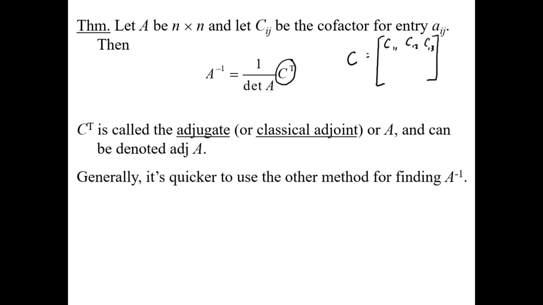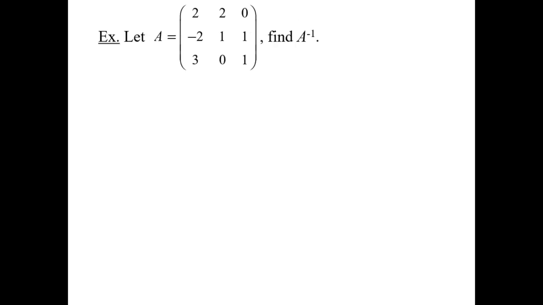As I said a minute ago, generally it's quicker to use the other method to find A inverse. A couple of lessons ago, we said that we can use row operations with the augmented matrix to find A inverse. That's typically going to be easier, less labor intensive. But let's see one quick example where we're using this method to find an A inverse. So here's A, find A inverse.